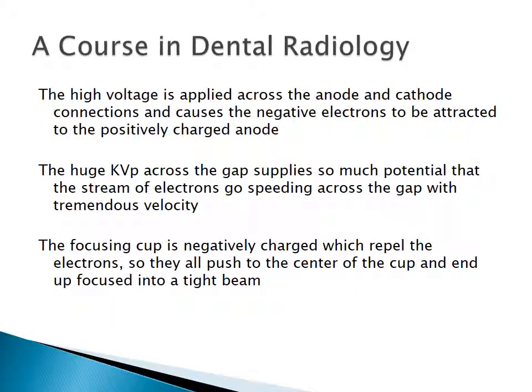So our high voltage, or our kVp, is going to be applied across that gap between our anode and our cathode. This is going to cause our negative electrons to be attracted to our positively charged anode. So our kVp is going to be applied across that gap with so much potential, and it's going to cause a stream of electrons to go speeding across that gap with great velocity. Our focusing cup is going to be negatively charged, which is going to repel those electrons. So they're all going to push to the center of that cup and create that nice tight beam that we're looking for.